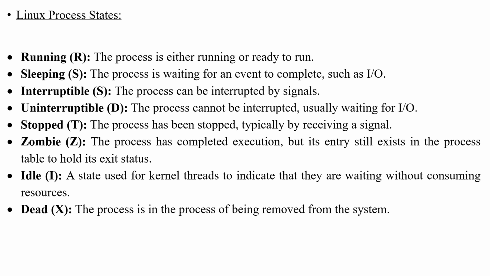Linux process state. Run: the process is either running or ready to run. Sleep: the process is waiting for an event to complete, such as input-output. Interruptible: the process can be interrupted by signals. Uninterruptible: the process cannot be interrupted, usually waiting for input-output. Stopped: the process has been stopped, typically by receiving a signal. Zombie: the process has completed execution but its entry still exists in the process table to hold its exit status. Idle: used for kernel threads to indicate that they are waiting without consuming resources. Dead: the process is in the process of being removed from the system.